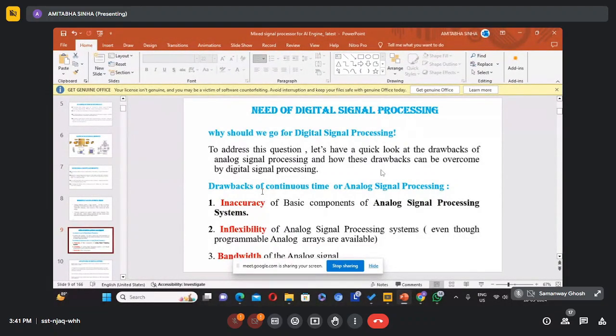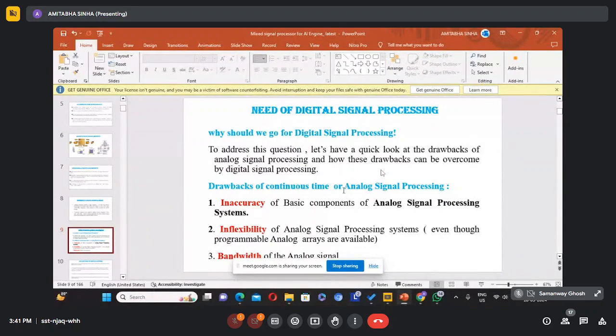To address these questions, let's first have a look at the drawbacks of analog signal processing, and then how these drawbacks can be overcome by digital signal processing. If we can get these things, we'll be able to address the question, why digital signal processing? Now, let's have a look at the drawbacks of continuous time or analog signal processing. Very often, continuous time signal processing and analog signal processing are synonyms.